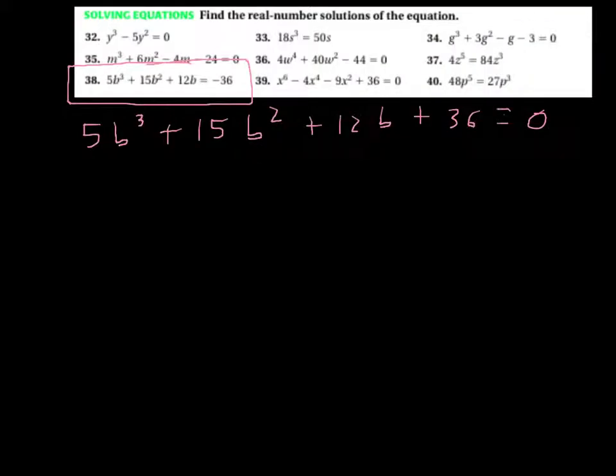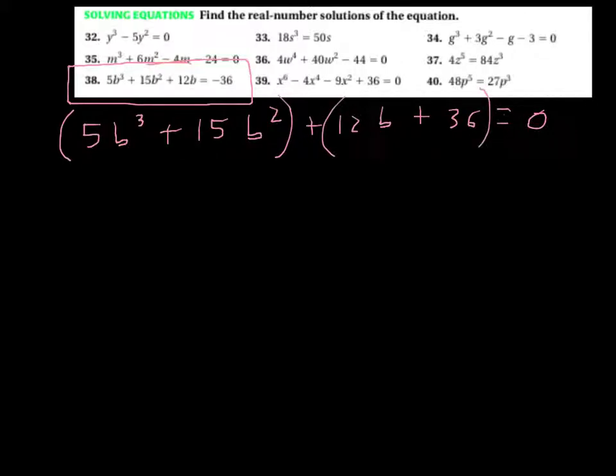For your last example, I chose question 38 from the book, and again, this is focusing on finding the real number solutions of the equation. The first thing I've done is I've rewritten the problem, but I've already taken the liberty to add the 36 to both sides to set it equal to 0. Noticing that we have 4 terms, the best way to attack this one would be to solve by grouping. So I'm going to group these terms together and these terms together.